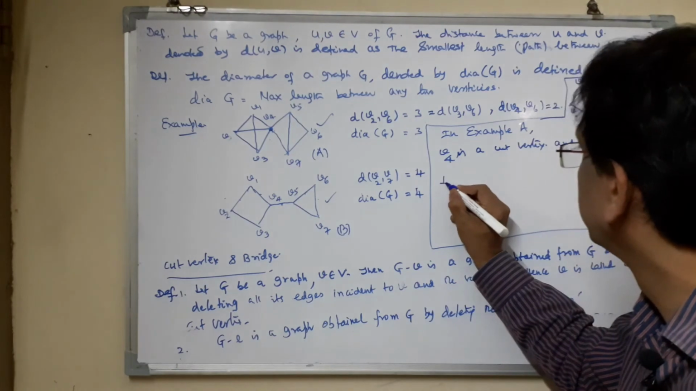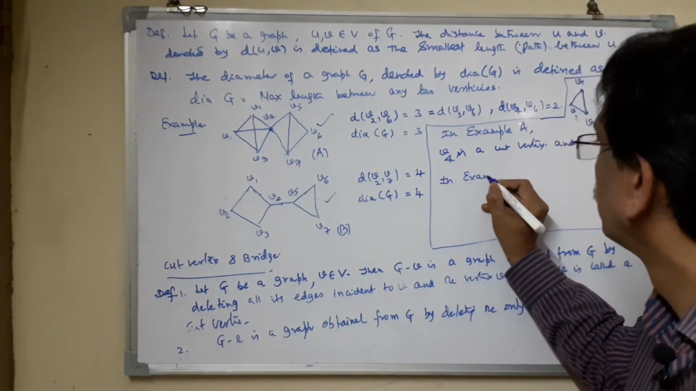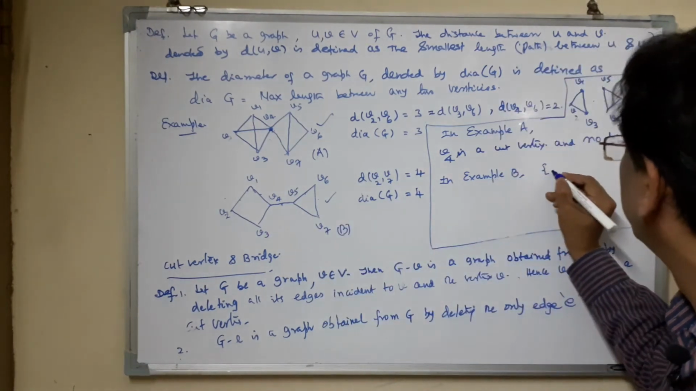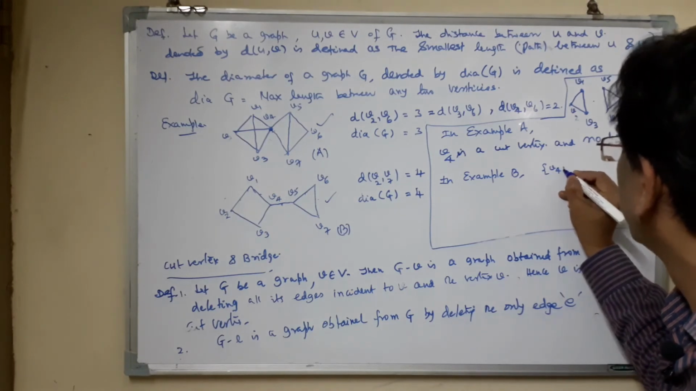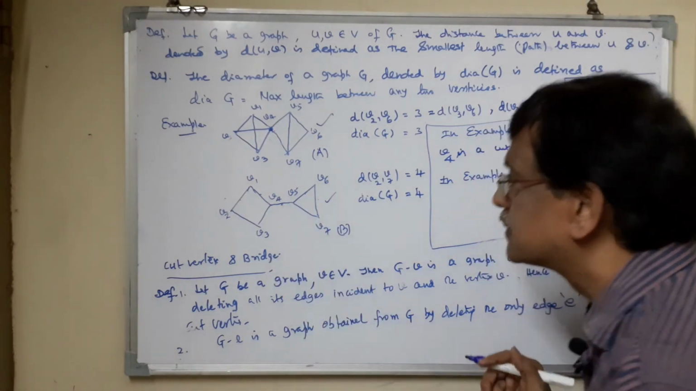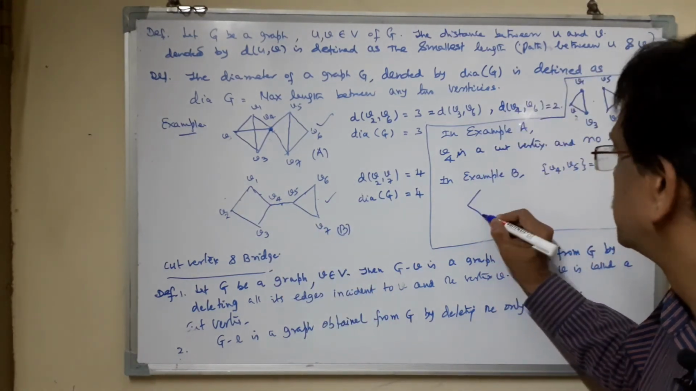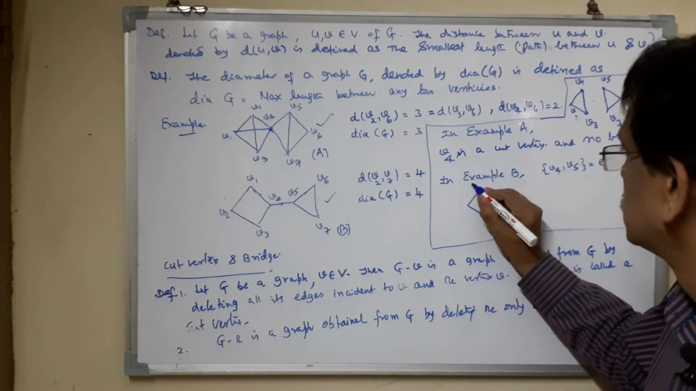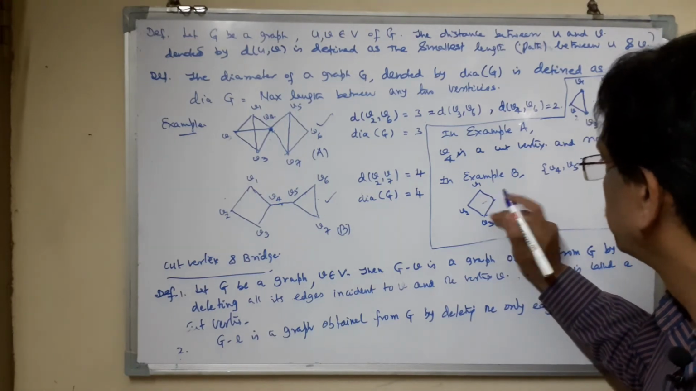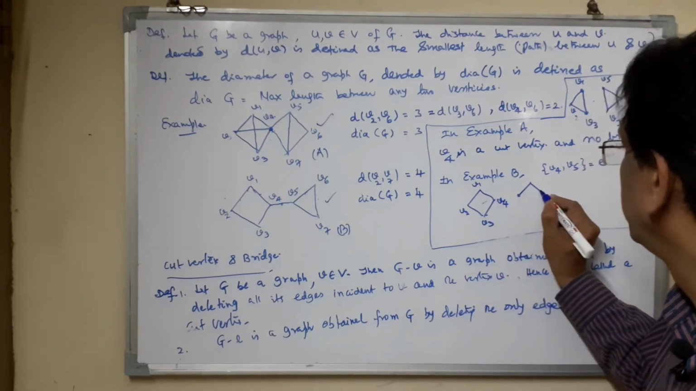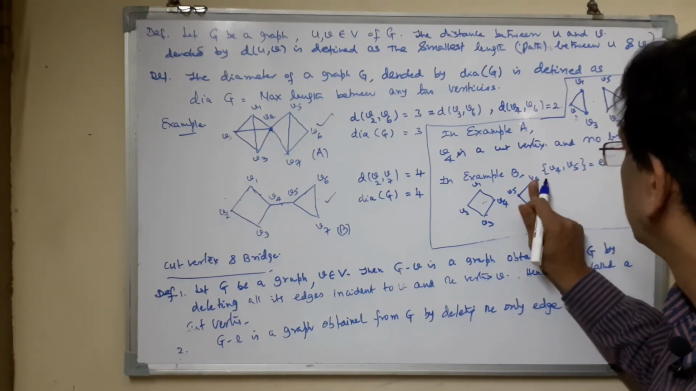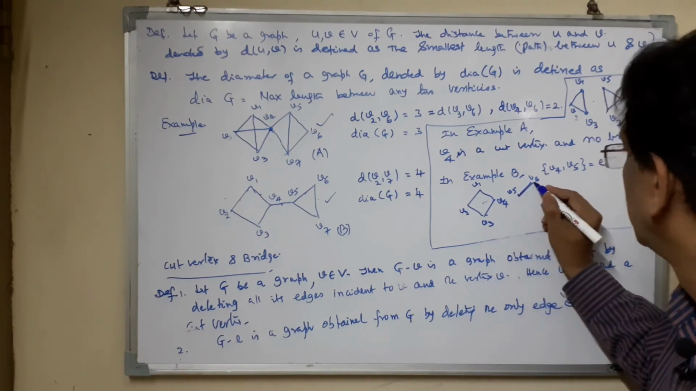In example B, what is V4, V5? Usually we write V4, V5, which is the edge. If you remove this edge, you have to remove only the edge, so V1, V2, V3, V4 vertices will be there. So you'll get V5, V6, V7.